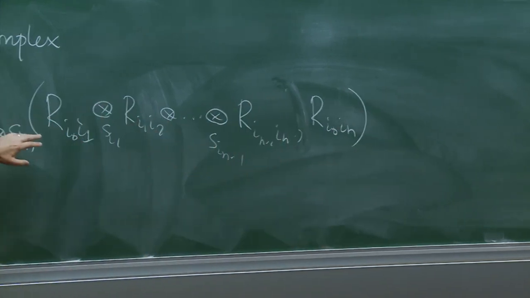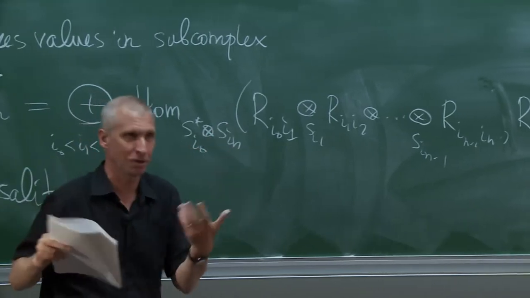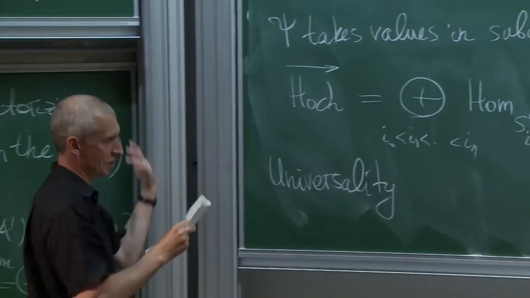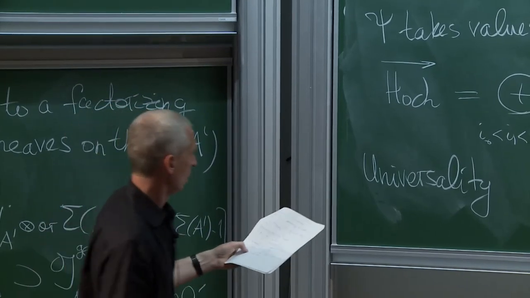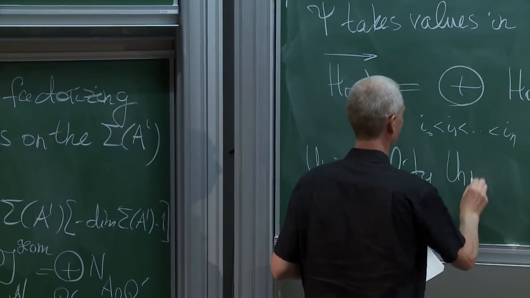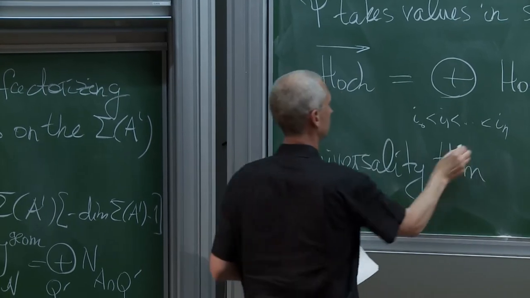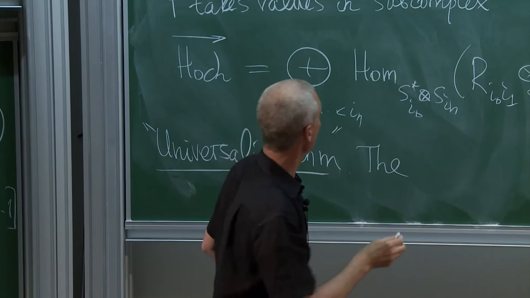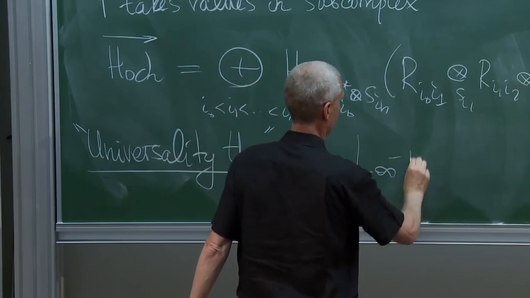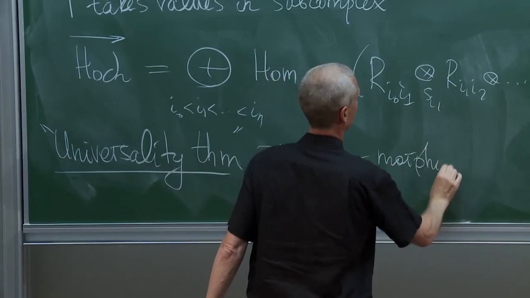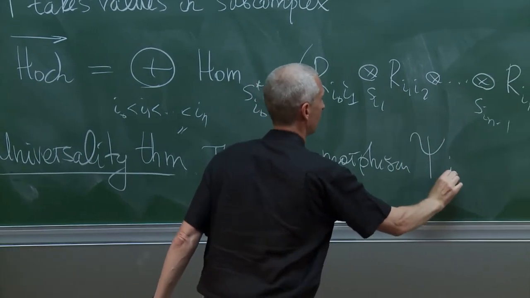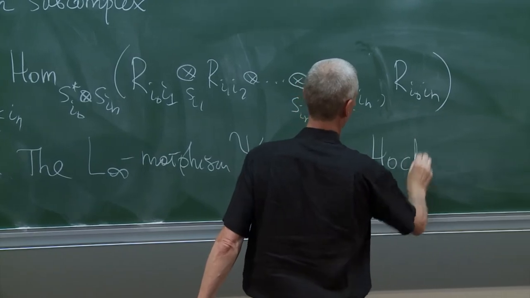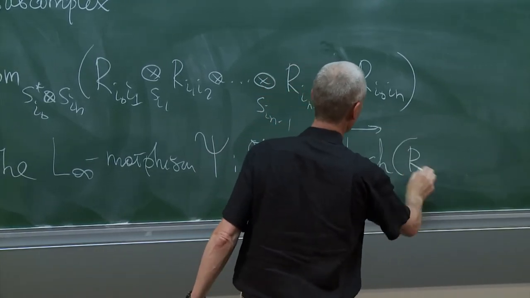So we think of this now as a sort of category with semi-orthogonal decomposition, and we try to deform it in a way that would preserve this thing. So that's what we write. Universality theorem: the L-infinity morphism psi from G_F to the ordered Hochschild complex of R is a quasi-isomorphism.